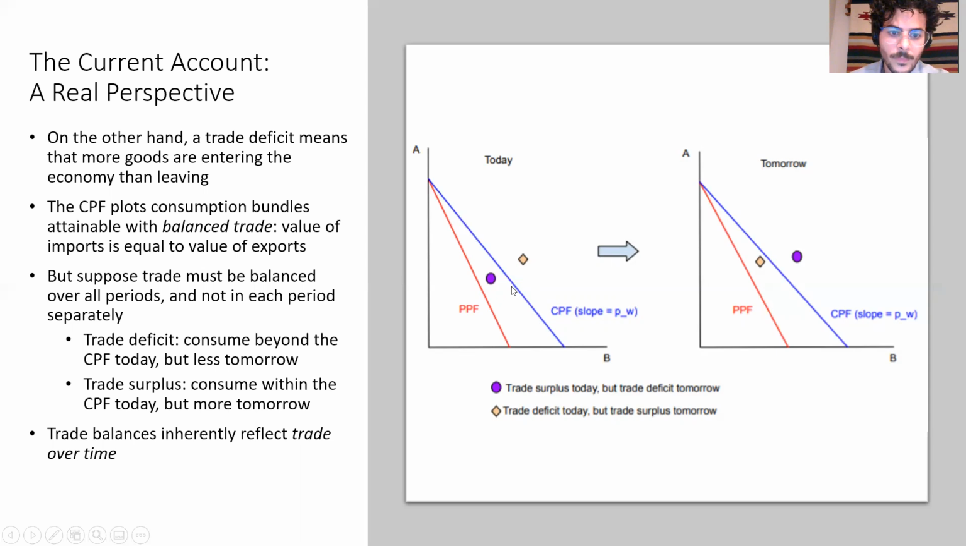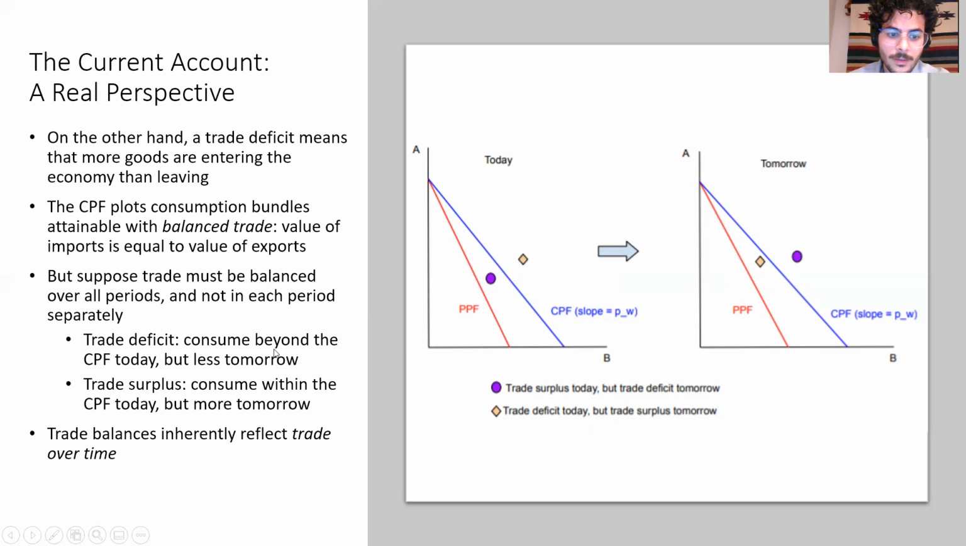But rather than assuming that trade has to be balanced at all times, what if we assume that there are multiple periods and trade simply has to be balanced when we're summing over all periods? This gives countries two options. They can have a trade deficit today. That means they're consuming beyond the CPF. But to make up for that, they would have to consume less tomorrow.